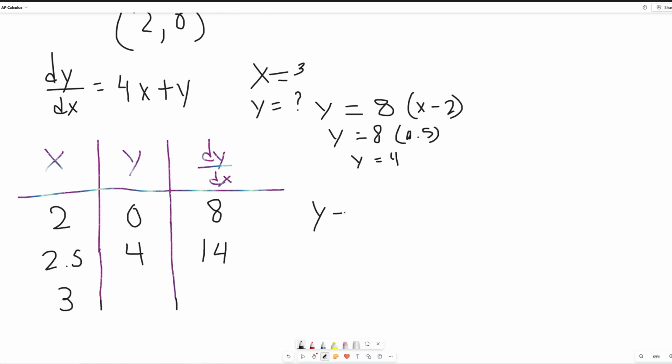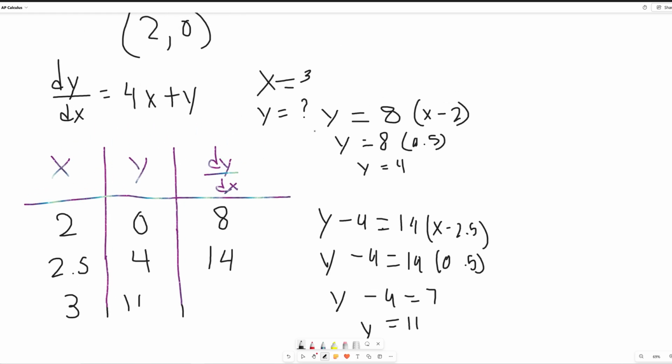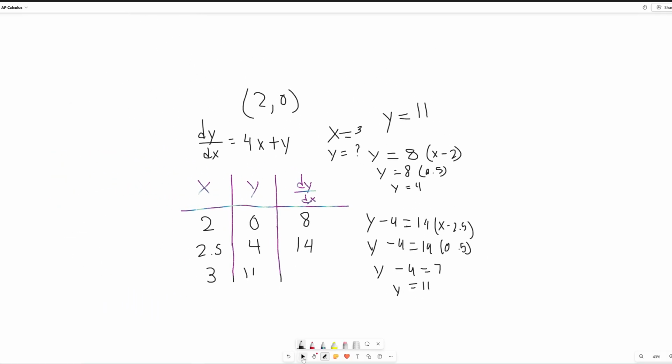So now let's write again. Y minus 4 equals 14 times x minus 2.5. And again, since x is 3, y minus 4 equals 14 times 0.5, because 3 minus 2.5 is 0.5. So that means y minus 4 equals 7, y equals 11. So at x equals 3, y equals 11, using Euler's method.